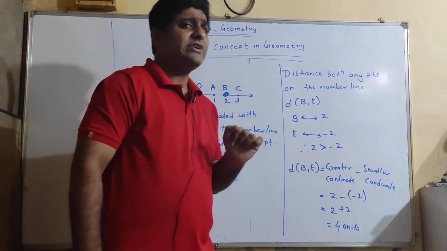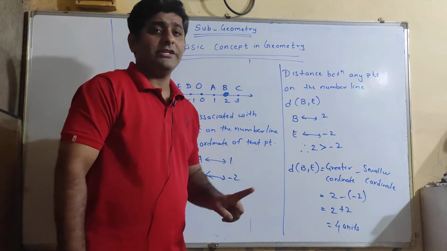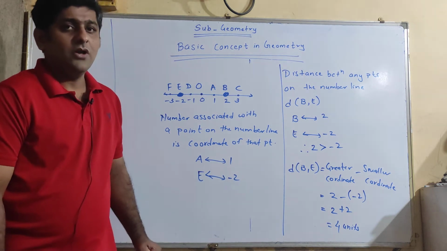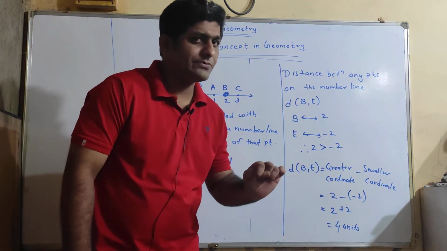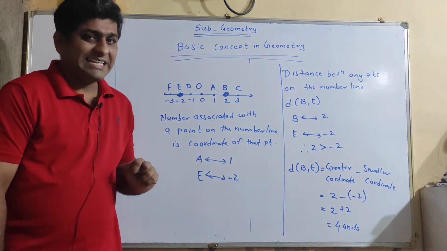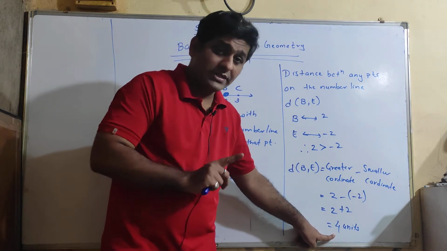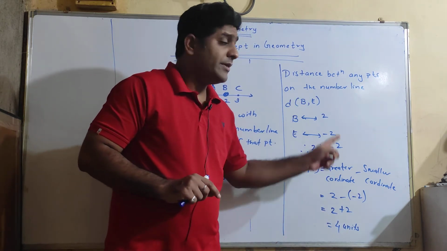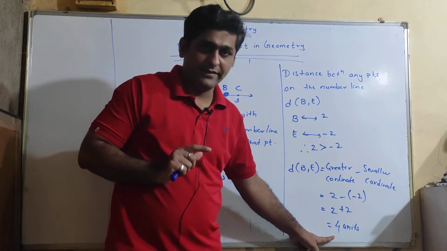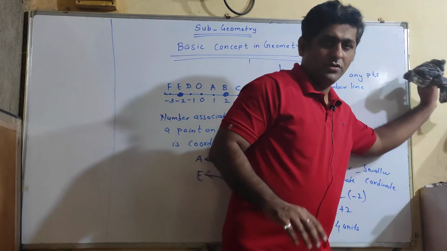Now one more point that you need to understand, students, distance between any 2 points on the number line cannot be negative. I repeat, distance between any 2 points on the number line cannot be negative. It means the answer for distance will always be positive. So this is how we are going to find the distance between any 2 points on the number line. Is it clear, students? Okay, let's take some examples now to study this.